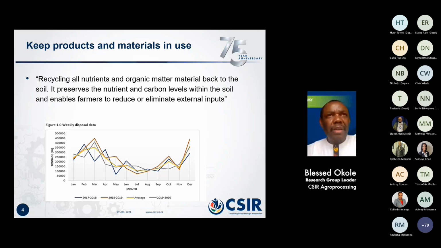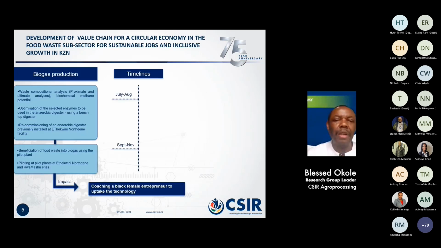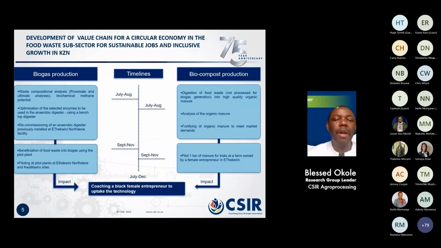We did a data check on what is being wasted at the markets and realized that almost 350 to 400 metric tons of waste is generated per month in this market. So we designed an experiment for this particular project, and the experiment is mainly to produce biogas and also biocompost for communities in KwaMashu and Umkomaas area.